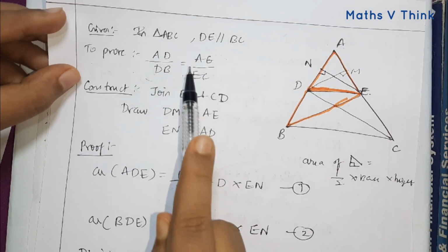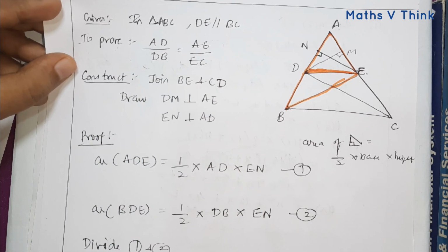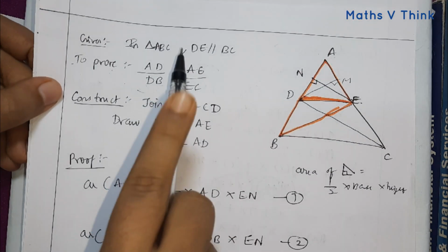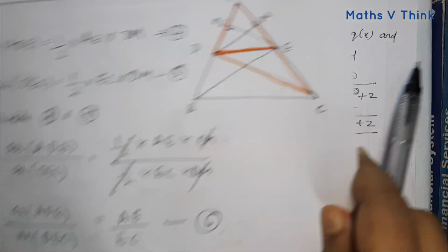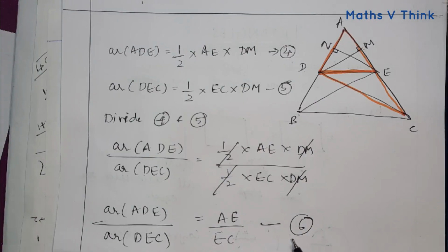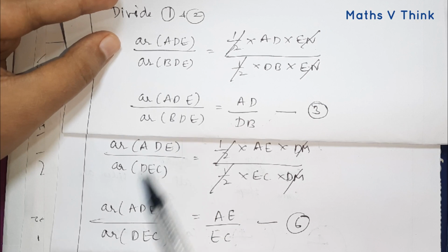This is equal to the right side of our to prove. We got AD by DB in our third equation, and AE by EC also we got in our sixth equation. Now we need to compare equation number 6 with equation number 3. You compare the left hand side.